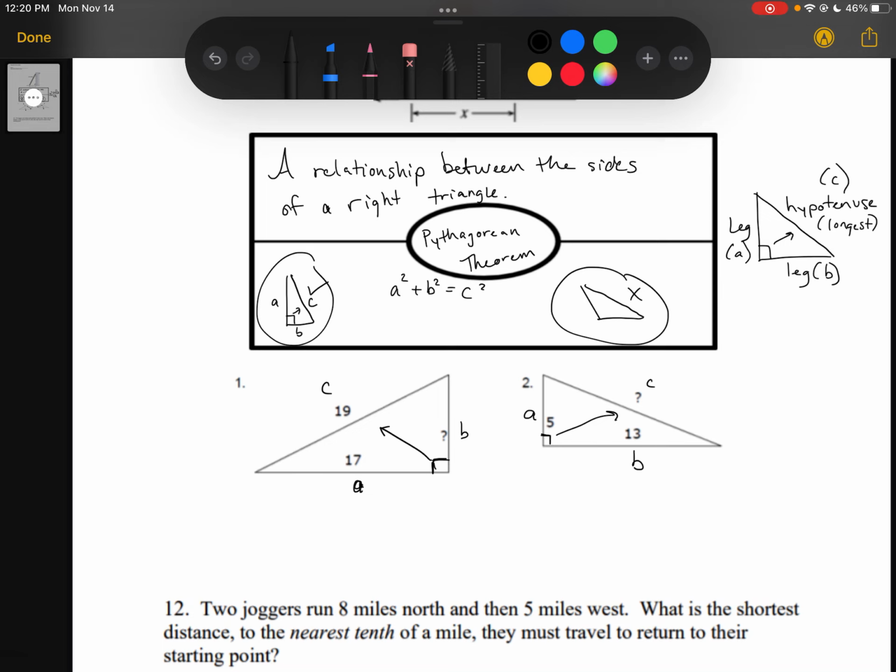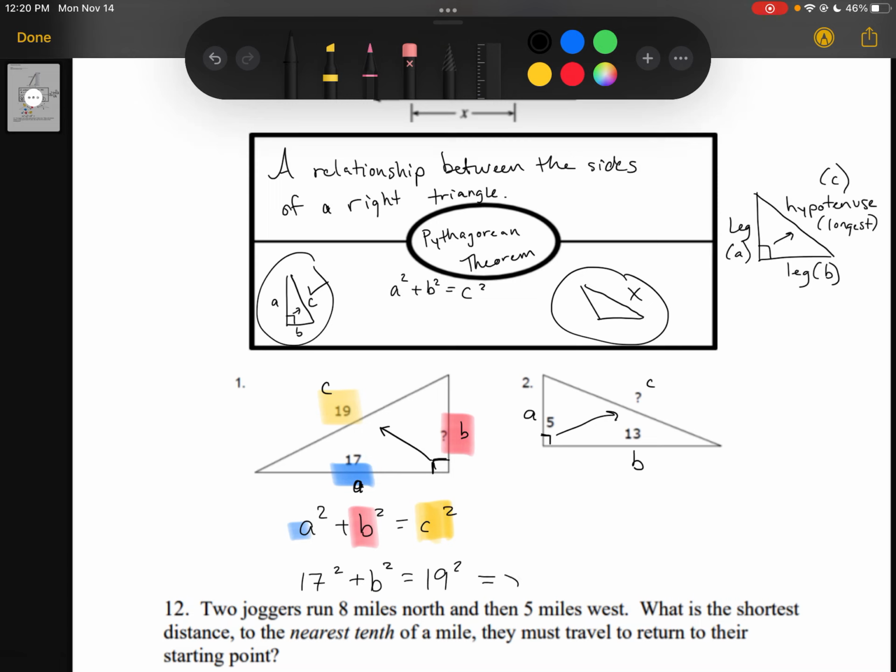So two different ways, two different situations. You can have a leg missing, or you can have the hypotenuse missing, but it won't make a difference because either way we're doing a squared plus b squared equals c squared. Wherever you see your a, in this case a is right here, wherever you see your b, and wherever you see your c, you're just going to match, plugging those into your formula. So 17 squared plus b squared equals 19 squared.